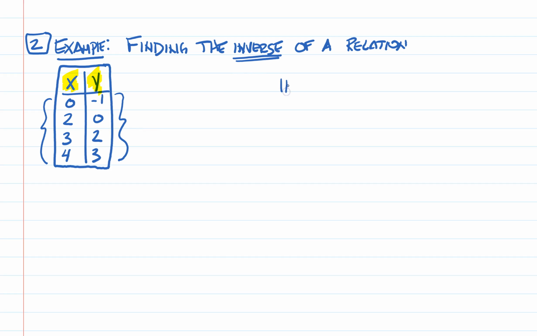So if I was interested in the inverse of this relation, well, what I would do is I would switch the x values for the y values. So instead of having (0, -1), I would have (-1, 0). And instead of having (2, 0), I would have (0, 2). And instead of (3, 2), I would have (2, 3). And instead of (4, 3), I would have (3, 4).